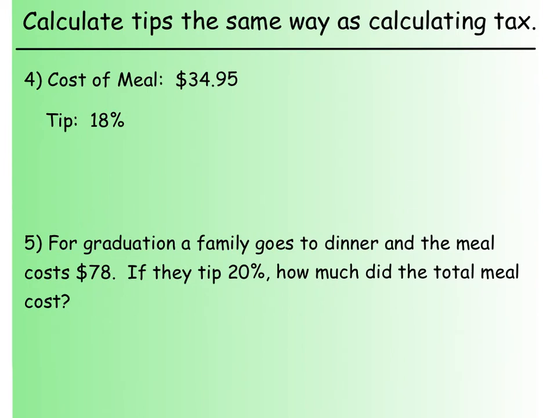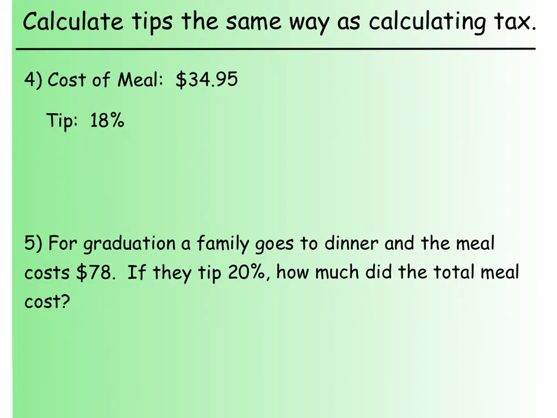All right, so now let's move on to calculating tips. Tips, you're going to calculate the same exact way as tax because a tip is an additional amount that you have to pay, just like a tax. So if the cost of a meal is $34.95 and we're going to leave an 18% tip, first calculate the dollar amount of the tip by following the same process that we did before.